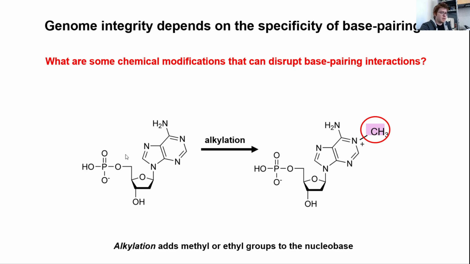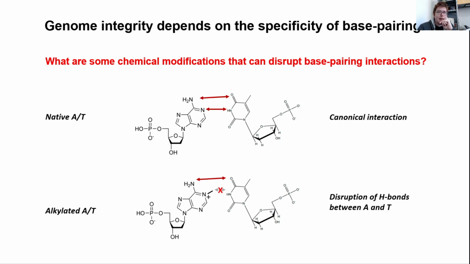And so you see here, for example, at this nitrogen position, normally there is a lone pair, but following alkylation, we have deposited this methyl group. And in fact, this base is now positively charged, but that's not always the case. In general, you should just think of alkylation as adding methyl or ethyl groups to the base. And if we compared these two nucleobases that you see here, and we looked at what happened when you try to base pair with thymine, the intended complement to adenine, recall that in the native interaction, we have donor and acceptor here, pairing with acceptor and donor here on our thymine.